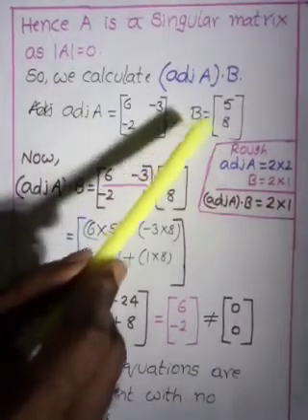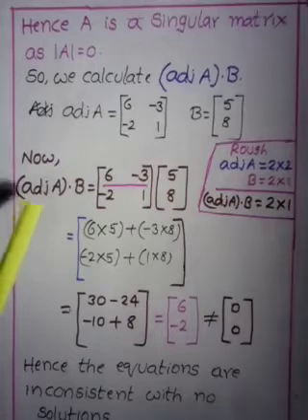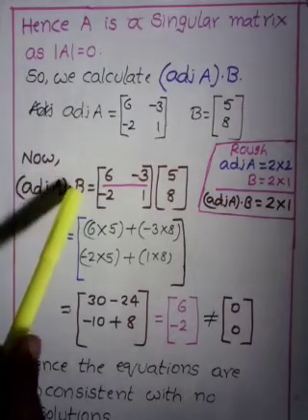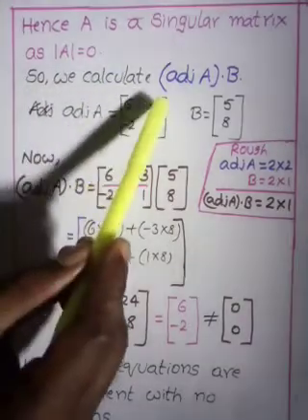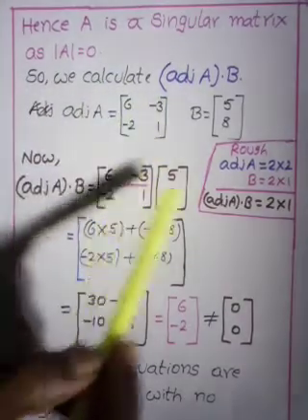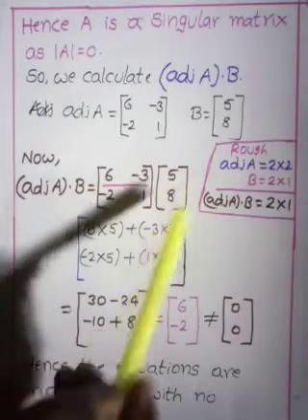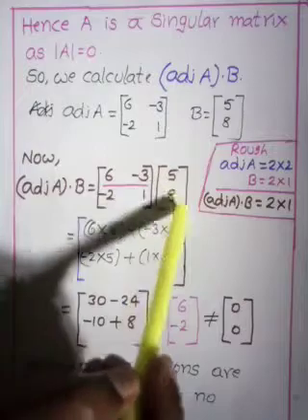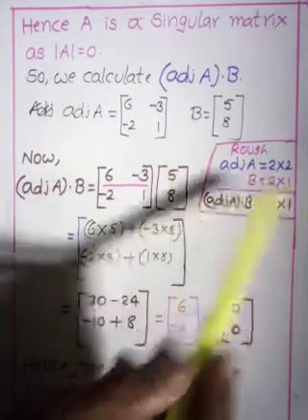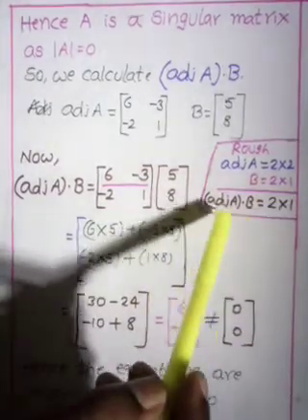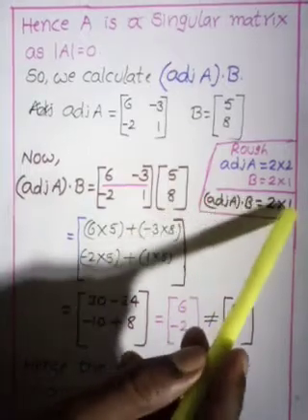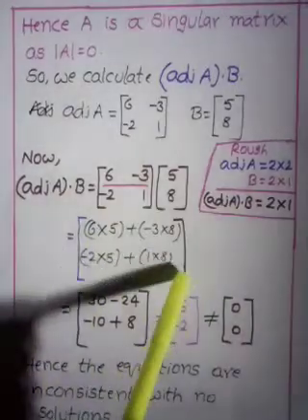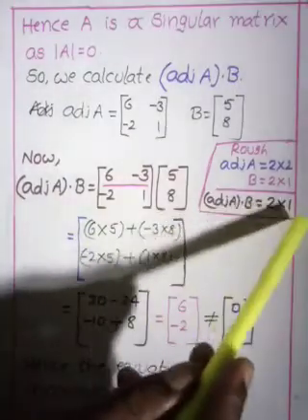Now come to the matrix B, 5, 8. Now we have to multiply these two matrices, adjoint A into B. So matrix 6, minus 3, minus 2, 1, and 5, 8 is matrix B. Here adjoint A is of order 2 by 2 and B is a matrix of order 2 by 1. Then what will be the order of the matrix adjoint A into B? 2 by 1. In the rough work I have done this one. So the resultant matrix is a matrix of order 2 by 1.